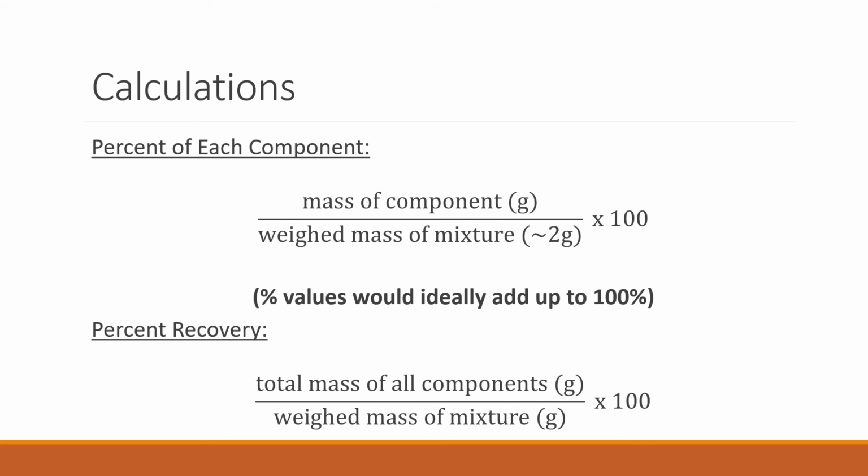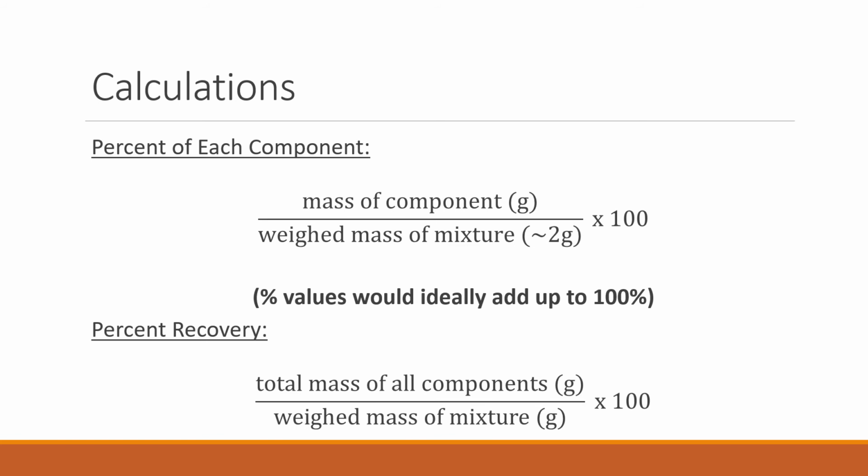Two other calculations you'll be performing are the percent of each component and the percent recovery. The percent of each component is telling you how much of each component makes up your total mixture. So when you have the mass of, let's say, sand, you can divide that by the total mass of your mixture, which was about 2 grams, multiply times 100, and you'll get the percentage of sand that was in your mixture. You're going to do this for all 3 components.